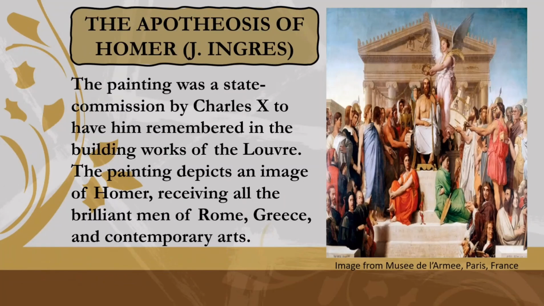Next we have The Apotheosis of Homer. This painting was state commissioned by Charles X, who had it remembered in the building works of the Louvre. The painting depicts an image of Homer receiving all the brilliant men of Rome, Greece, and contemporary arts.